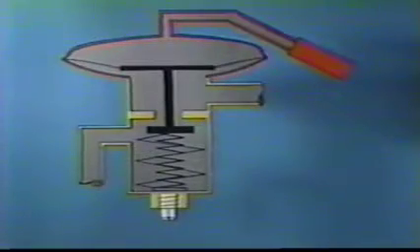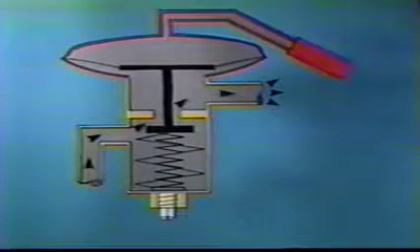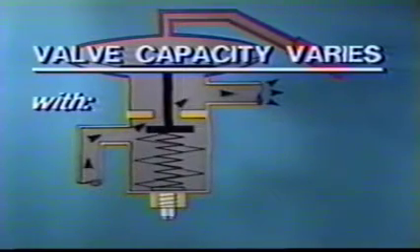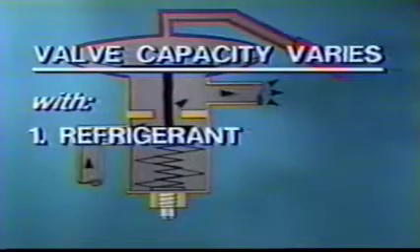How much refrigerant a TEV can pass will be a determining factor in system capacity. As we will see, capacity is not only dependent on flow rate, it is also dependent on the operating conditions of the refrigerant itself. Valve capacity will vary dramatically based on 3 factors of the refrigerant's condition. The first is the type of refrigerant used.